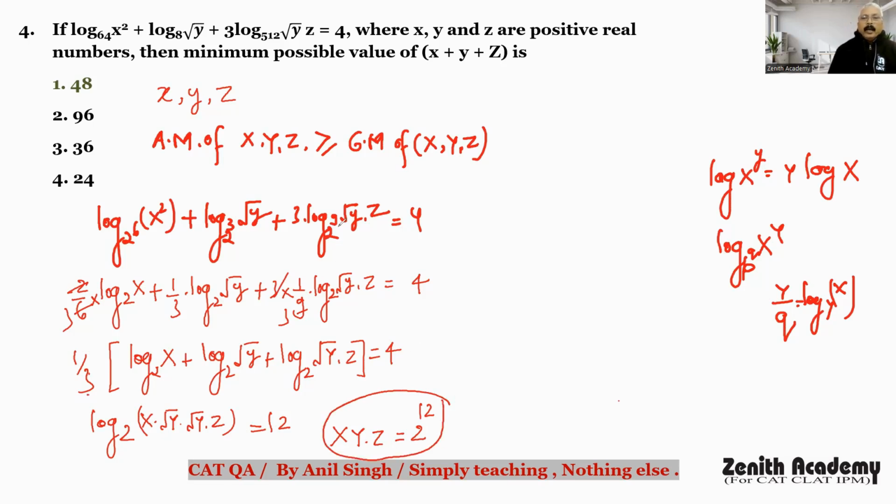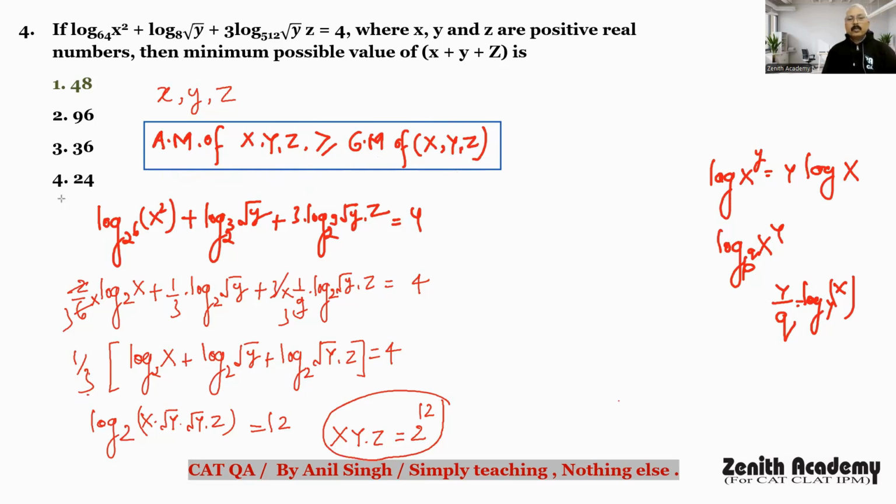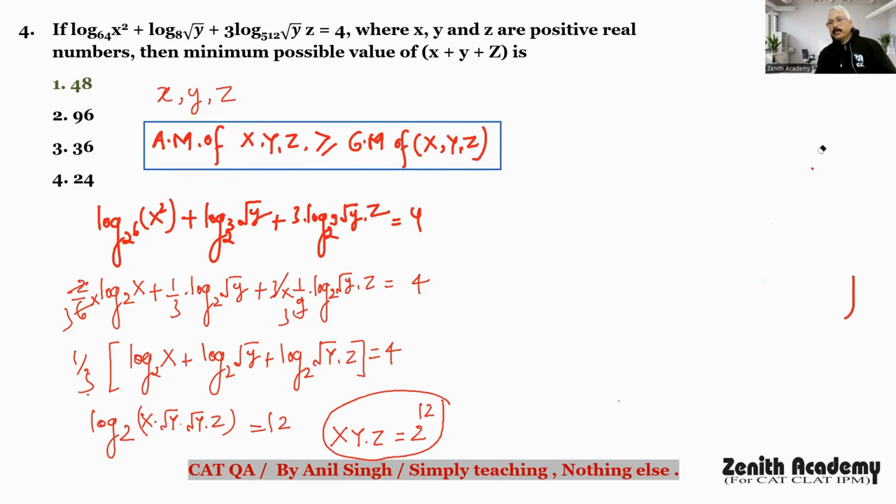Okay. And now the arithmetic mean of x, y, z is greater than or equal to the geometric mean of x, y, z. So here we can use x into y into z is equal to 2 to the power 12. So the arithmetic mean will be (x plus y plus z) by 3, and the geometric mean will be (x into y into z) to the power 1 by 3.